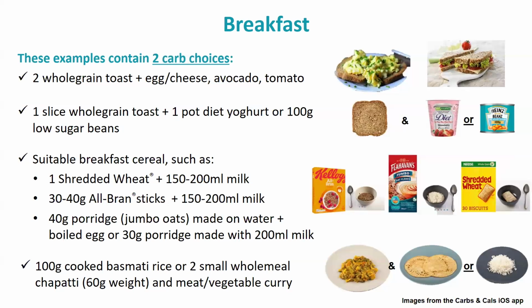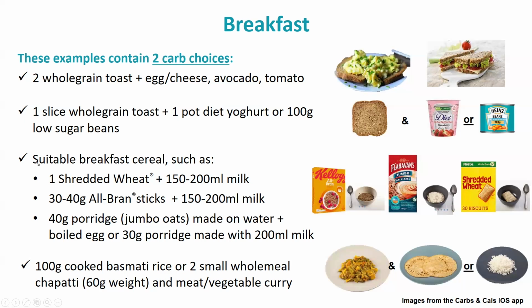Then I thought you might find it helpful if we went through a sample meal plan. So you can see breakfast examples on the screen here, and each example has roughly 2 carbohydrate choices. So the first example is 2 slices of whole grain toast, an egg or cheese and salad. Another option could be 1 slice of whole grain toast and 1 pot of diet yogurt.